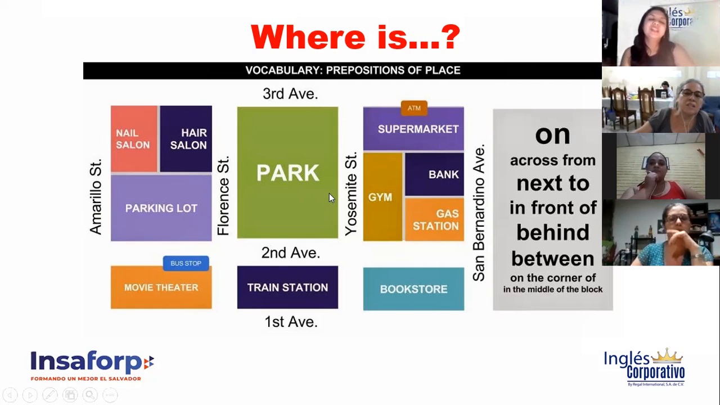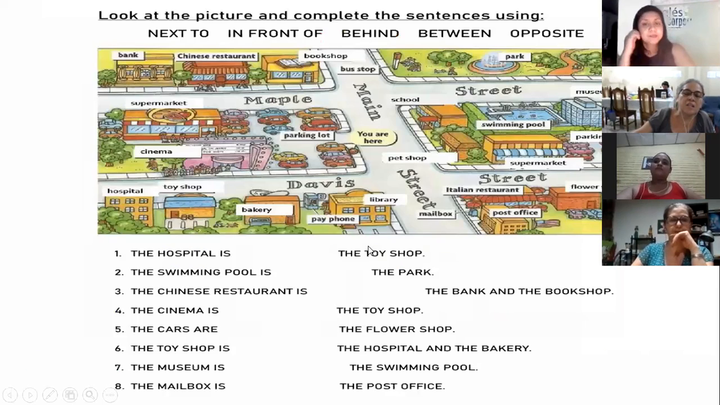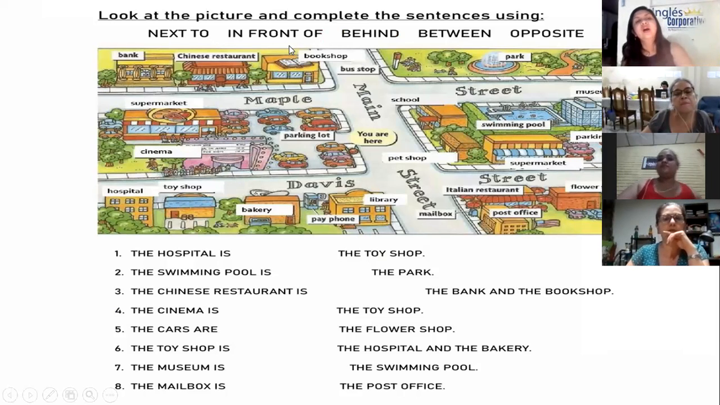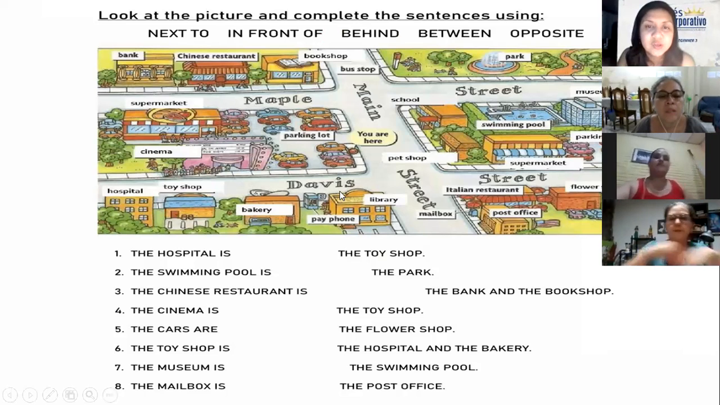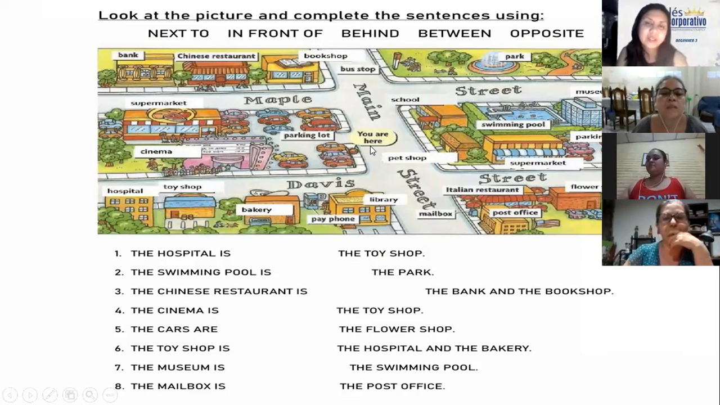So you will have the chance to practice. Here we, can you see it? Yes. We have here the prepositions, for example, next to, in front of, behind, between, and opposite. Because of the time, no vamos a practicar en los grupos por el tiempo, pero ustedes pueden decirme, ¿verdad? Aquí tenemos, por ejemplo, Main Street, you are here. Okay. Where is the hospital?